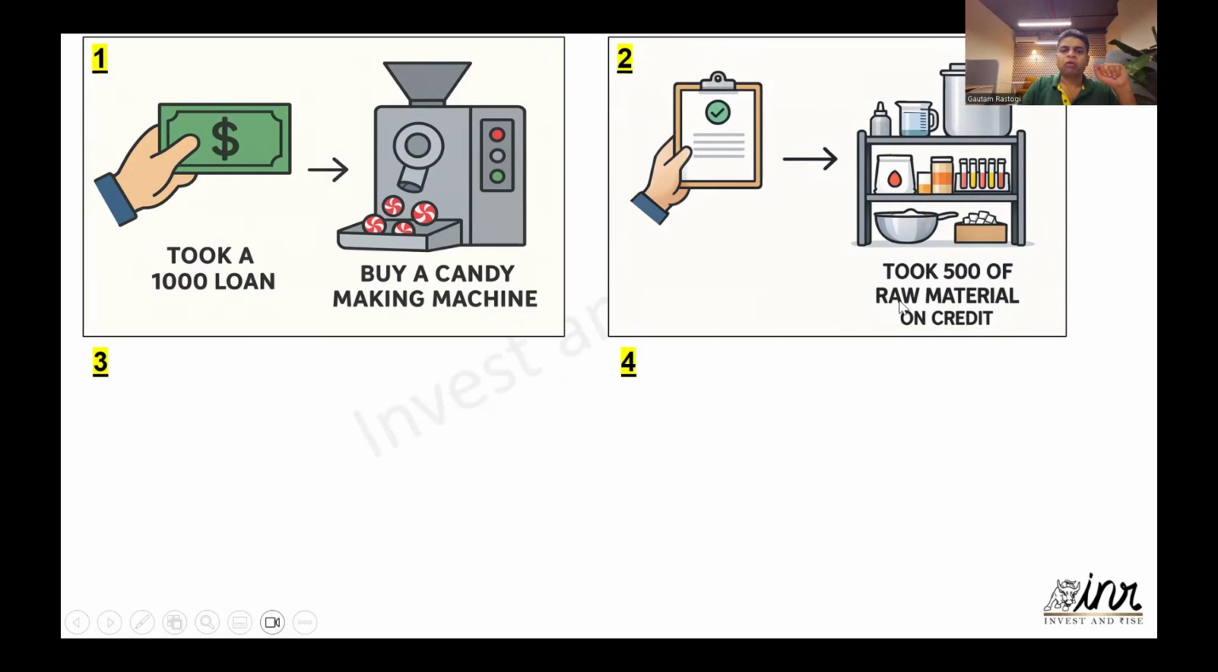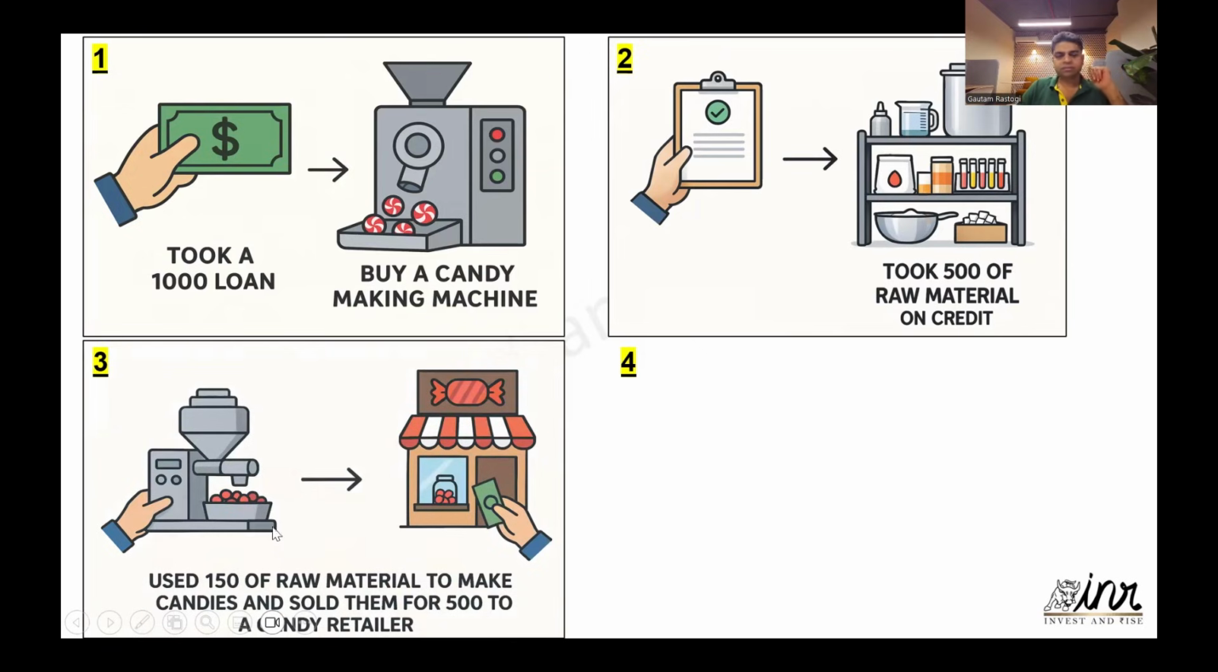Now, the third step: of the 500 worth of raw material that you took from your supplier, you use 150 worth of raw material to make candies, and you are also able to sell those candies for, let's say, 500 rupees to a retailer. So what you did is take 500 of raw material on credit, use 150 of it to make candies, and sell those candies at 500 rupees to a candy shop, a candy retailer. So that's the third step.